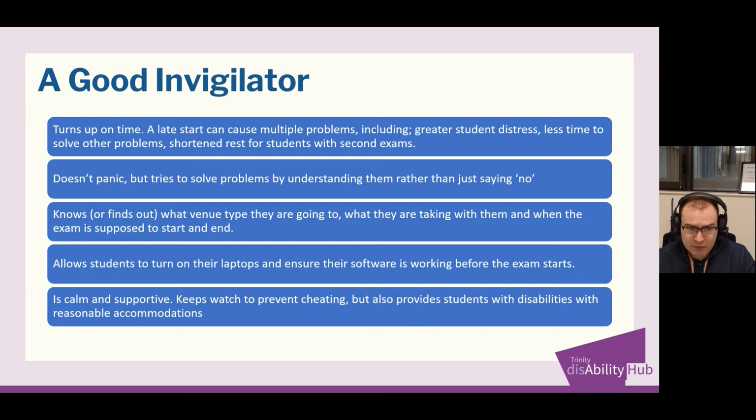A good invigilator then turns up on time. A late start can have multiple problems, including greater student stress, less time to solve any problems that may arise, and a shorter rest period for students' second exam. They don't panic, and try to be problem solving and supportive rather than just saying no.